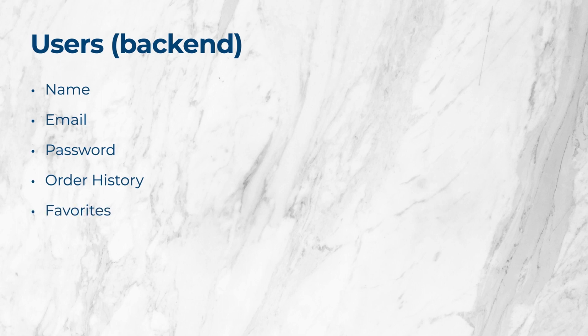So this will include things like the name, our email, a password, the user's order history, so they can go back and see their previous purchases, favorites, so the user will be able to create a list of all their most frequently purchased items, as well as subscriptions, which will be the ability to have products automatically delivered every 1, 2, or 3 months, which is a very common business model.